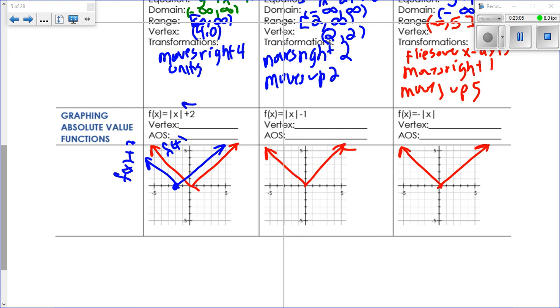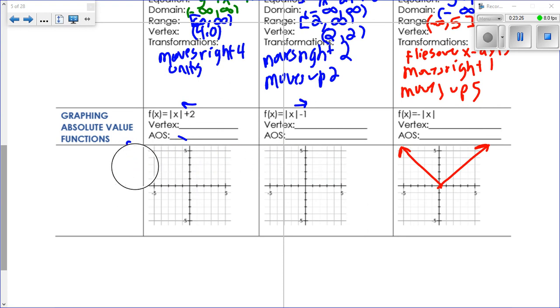All right? Now, here's my parent function. It's in red. My new function moves to the right 1, so my new vertex is here. And I just draw my graph. It's very simple, guys. And this is f of x minus 1. Sorry. It moves down. You know what? I made a mistake. I hope you guys see that I made a mistake. I moved left and right. That number is not inside of the bars. So it's actually moving up. Moves up 1.